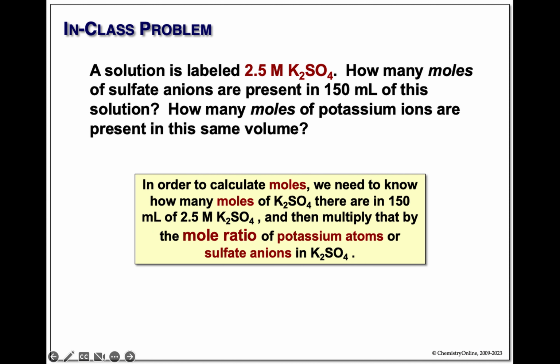In order to calculate moles, we do concentration times volume. Then we're going to look at potassium sulfate and ask what our mole ratio is. Potassium per potassium sulfate and sulfate per potassium sulfate. But first, it's important that you remember what happens to potassium sulfate when we dump it into water. And that's what this is supposed to show.